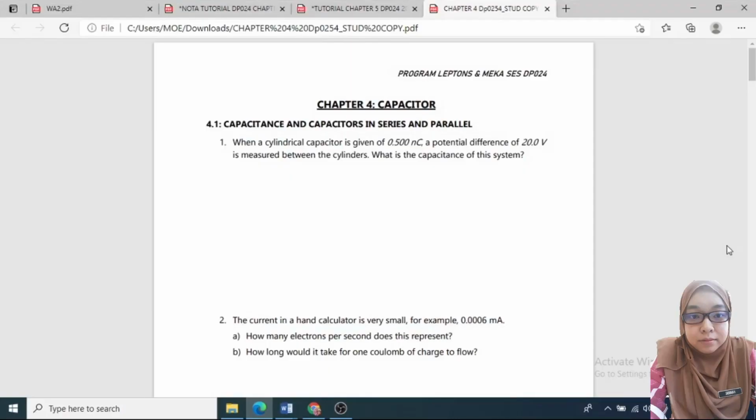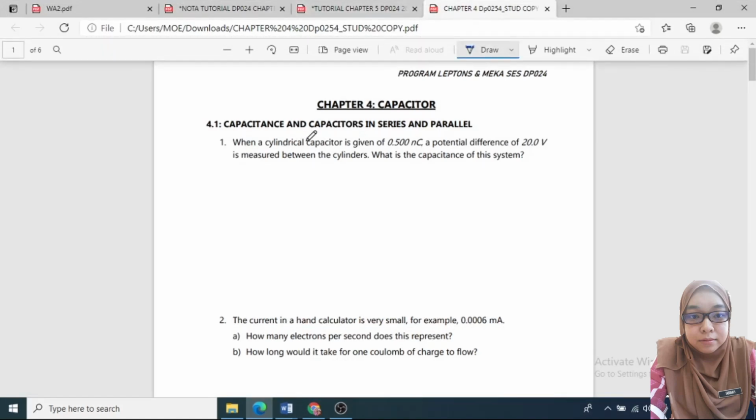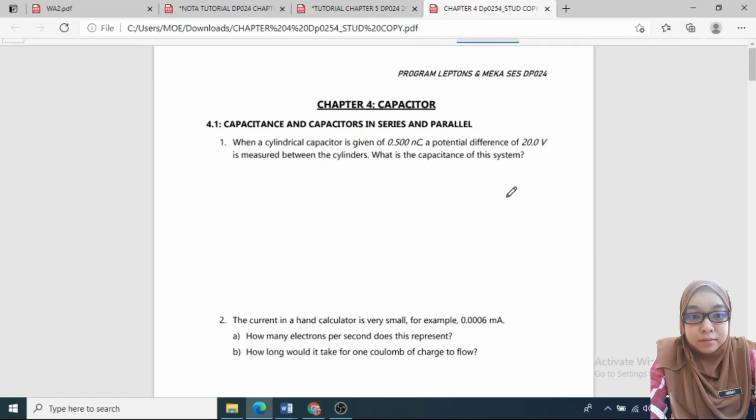We discuss chapter 4, capacitor. Okay, number 1. When a cylindrical capacitor is given a charge of 0.5 nanocoulomb, a potential difference of 20 volt is measured between the cylinders. What is the capacitance of this system?